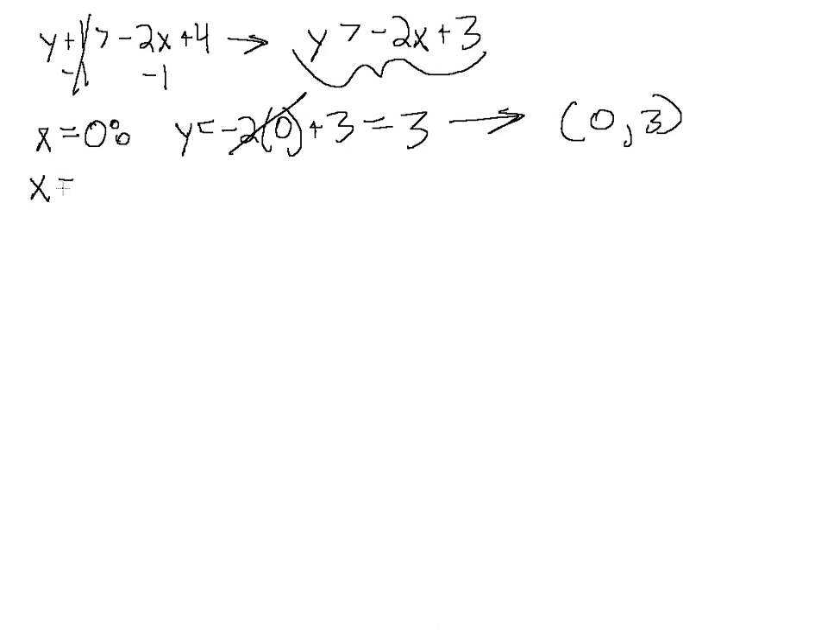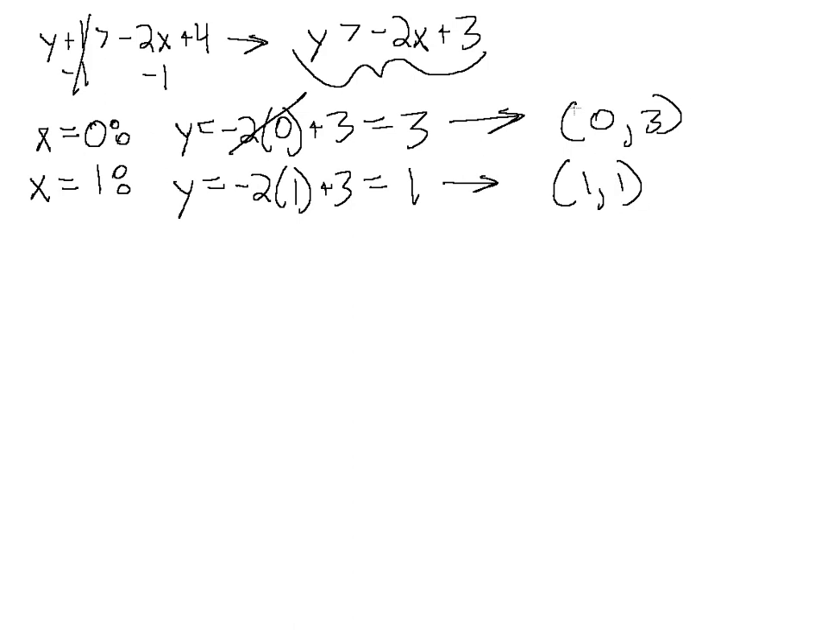All right, let's go ahead and find another one. We have x equals 1. That's a simple one. So we have y equals minus 2x, which is 1, plus 3. Minus 2 plus 3 is just 1. So we have the point 1, 1.